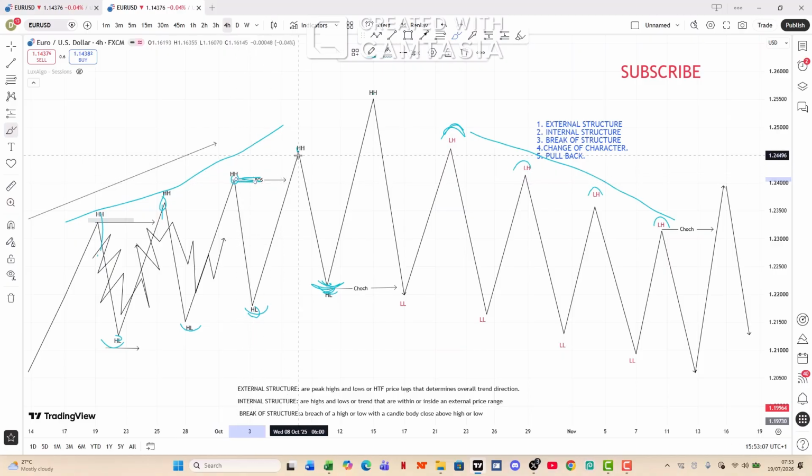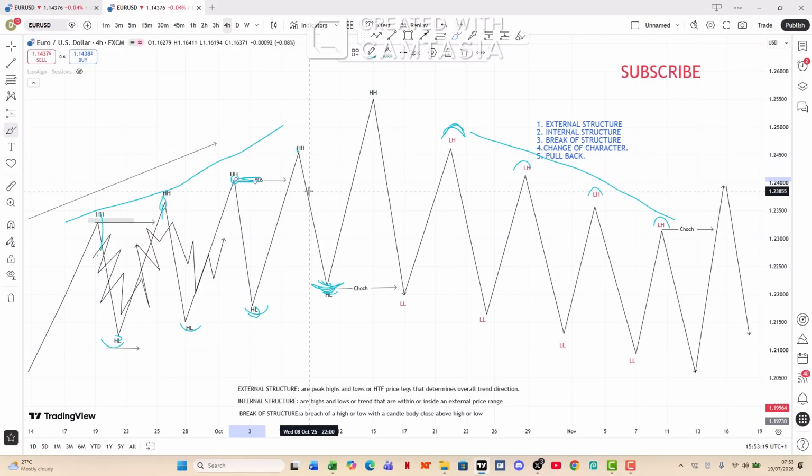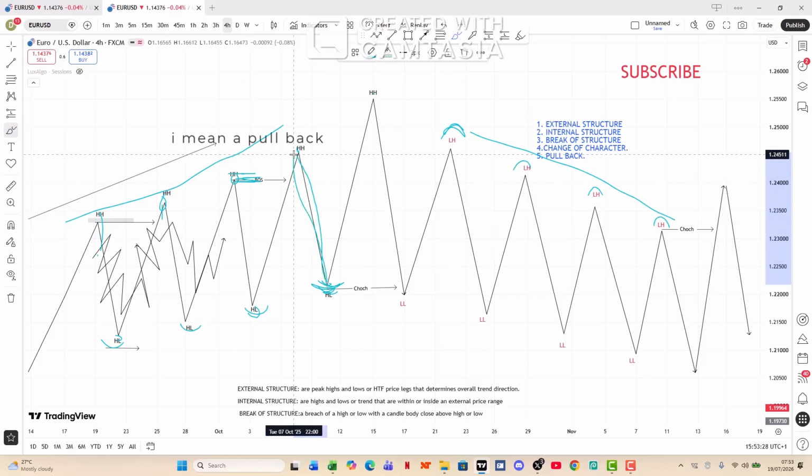So after a break of structure, a guarantee, because the price will retrace at some point after a break of structure. So a guaranteed retracement after a break of structure or a change of character. So after this break, this price movement coming back down is considered a break of structure. So you can also spot this in internal structure like this one.